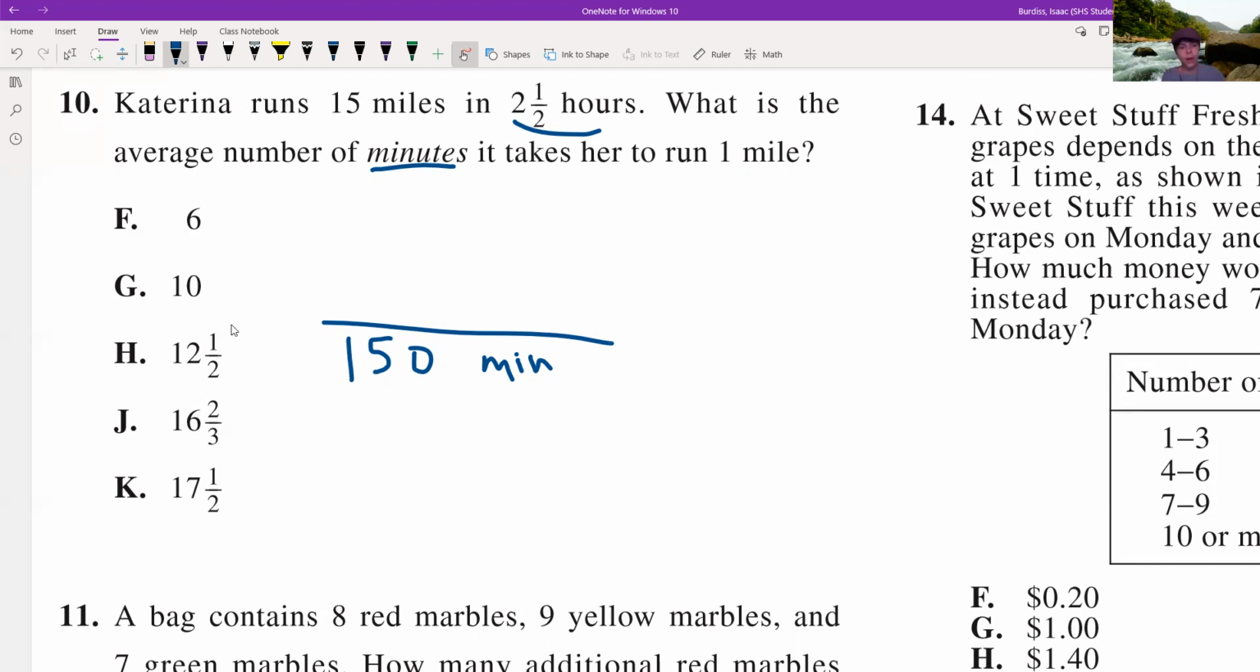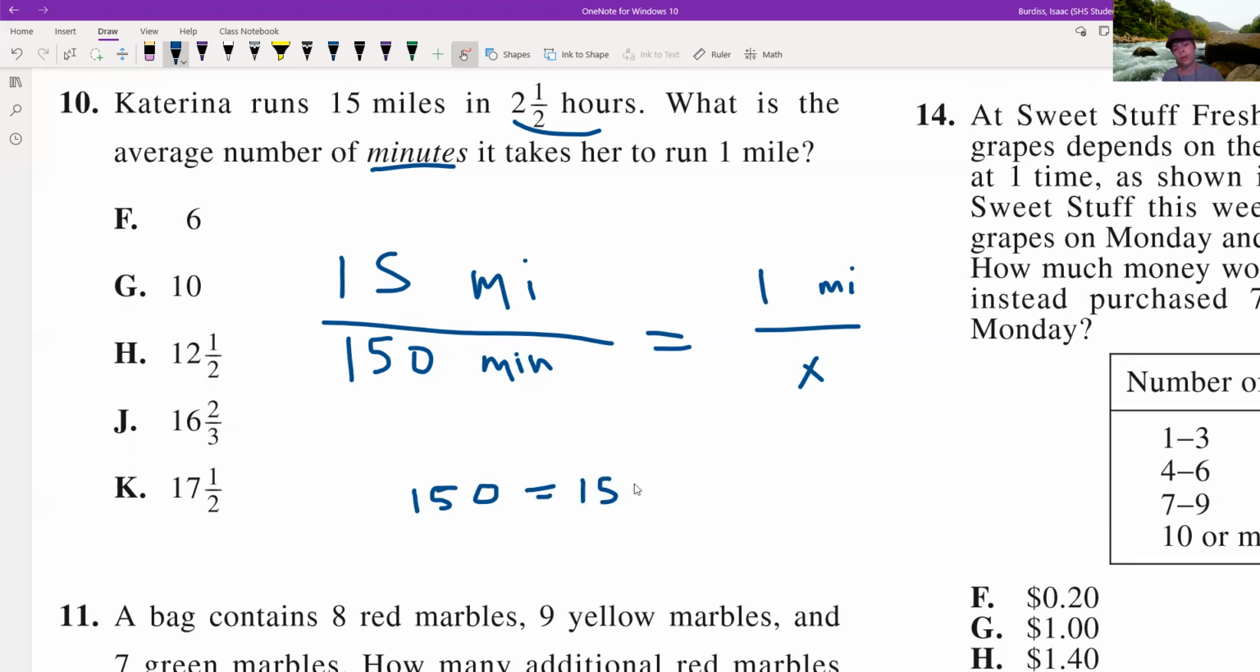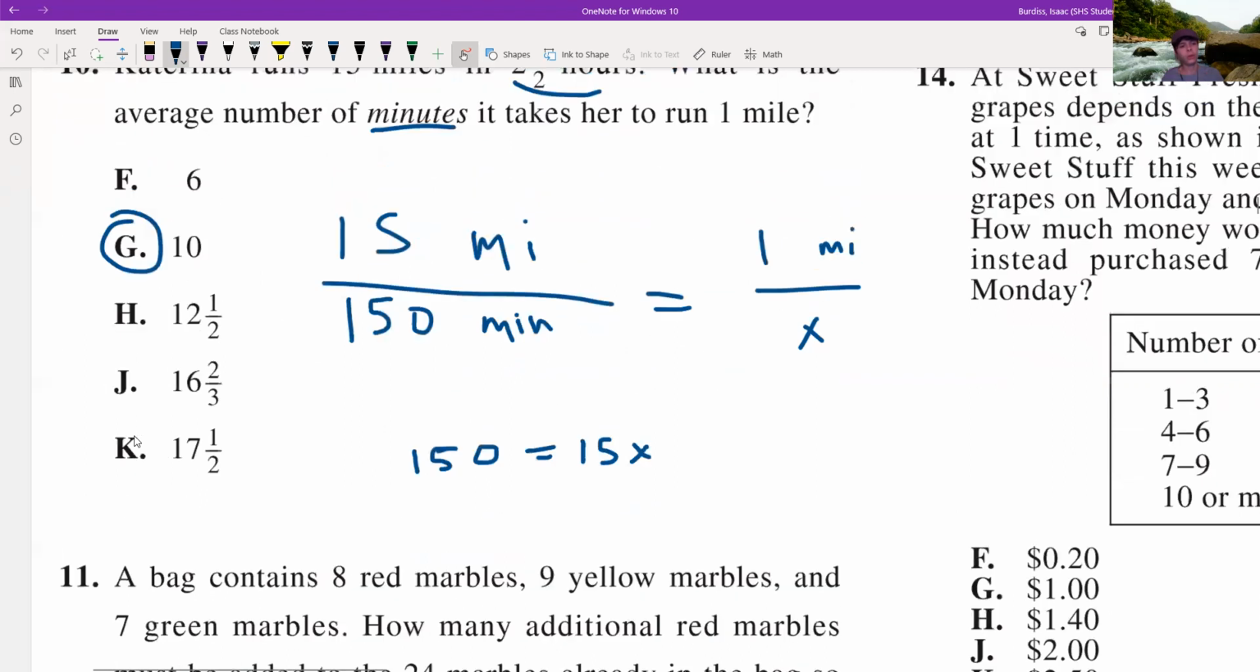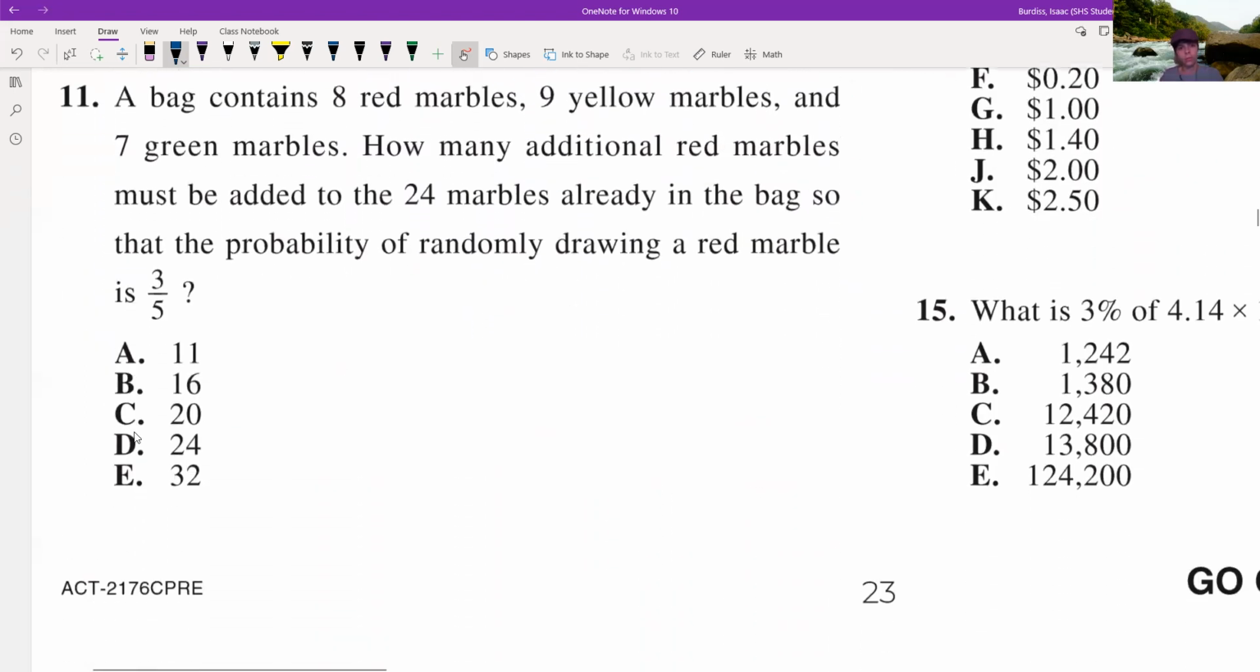Okay, 15 miles is what this person ran. And what is the average number of minutes to run 1 mile? This is just proportion. So 1 mile, but we don't know the minutes, so we put X. 150 times 1 is 150 if we're cross multiplying, and then 15 times X, and once you solve for X, X is 10. Which is only the question we're on, and I've taken this long.